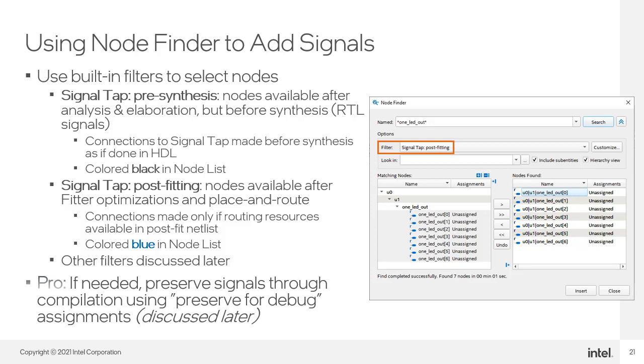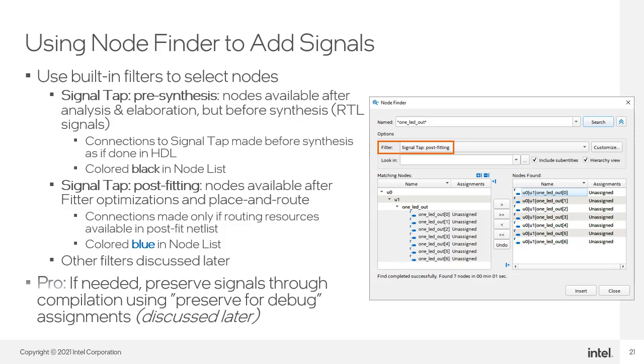Analysis and elaboration doesn't take very long to run, so this is a quick way to tap signals in your design. Any pre-synthesis signals added to the SignalTap file are available for all basic and advanced trigger conditions. When a pre-synthesis signal is added to the SignalTap node list, it will appear in black text.